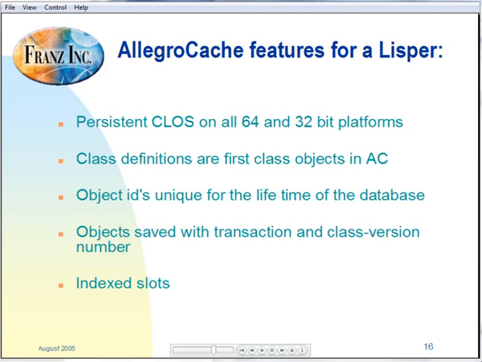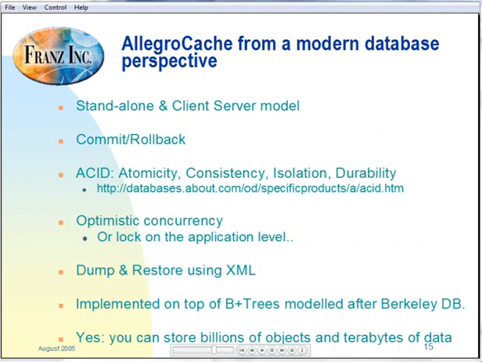All modern databases are implemented on top of B-trees. Well, AllegroCache is also implemented on top of B-trees. Initially we used Sleepycat's Berkeley database. There were too many locking problems with that particular database, so now we use our own completely Lisp-based B-tree version, but mostly modeled after Berkeley database. And it is a very powerful database. We can store billions of objects and terabytes of data. So this was a description of AllegroCache from a modern database perspective.